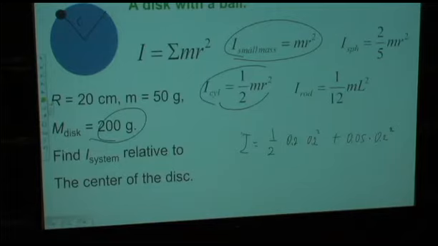What is the unit of the moment of inertia? A kilogram times a meter squared. That's it. It has no special notation. It has no special name. So the calculation gives you something in kilogram meter squared.